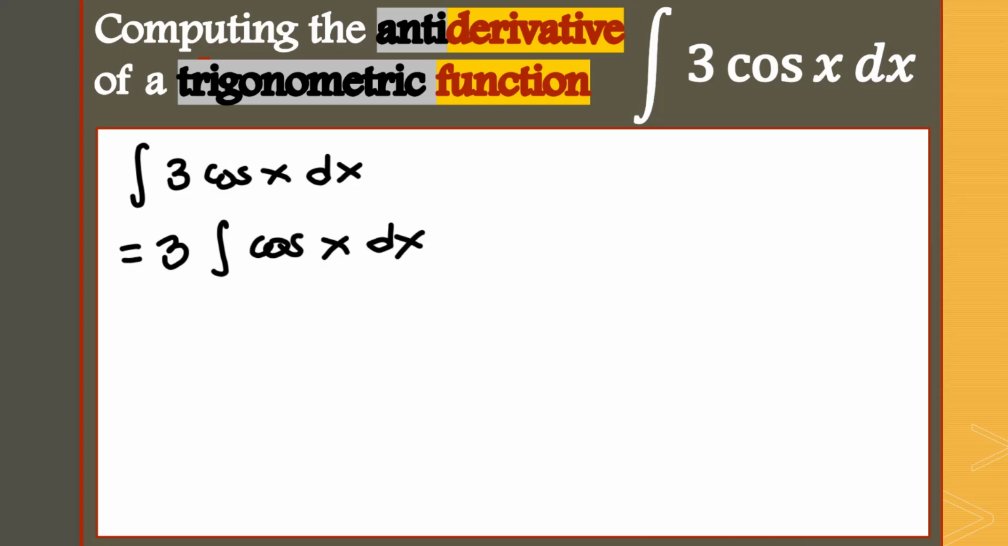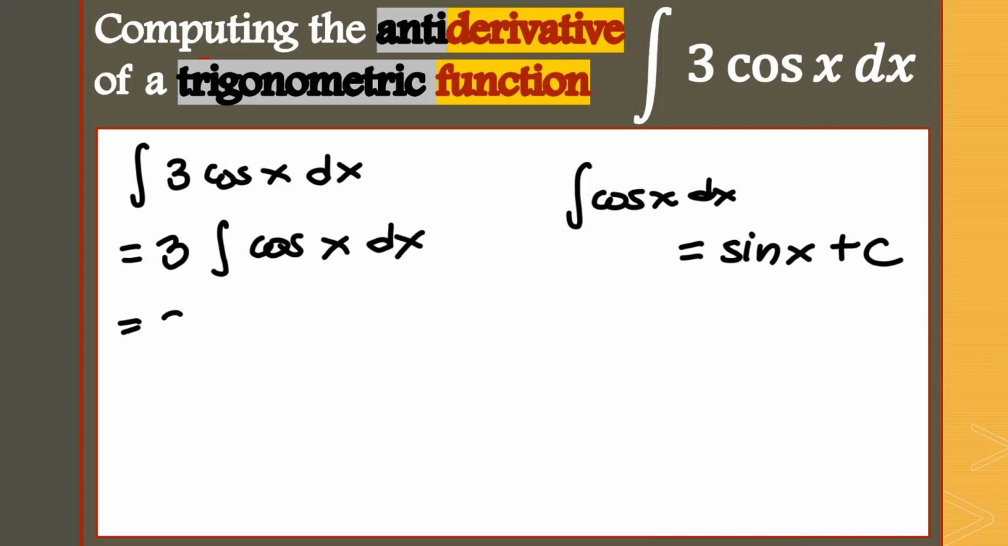We know that the integral of cosine x dx is just equal to positive sine x plus c. Yes, positive. It's not negative, because cosine having a negative sign is only for the derivative, but since we are on antiderivative, we have that. So basically, we have here 3 times sine x plus c.